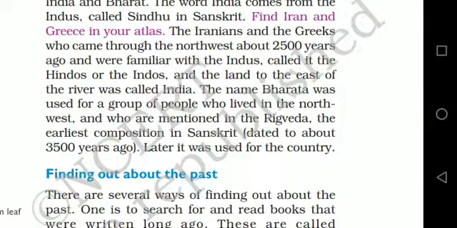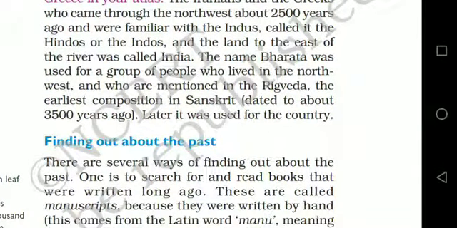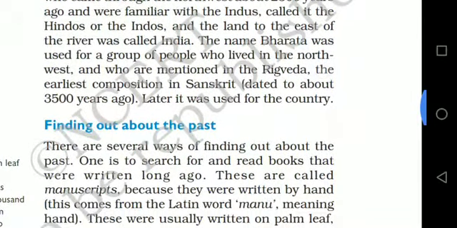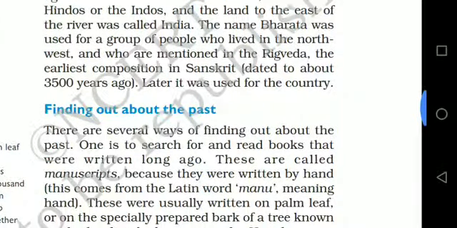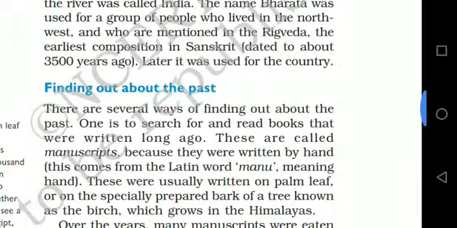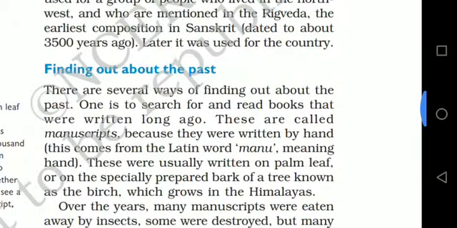The name Bharat was used for a group of people who lived in the northwest and who are mentioned in the Rigveda, the earliest composition in Sanskrit, dated to about 3500 years ago. Later it was used for the country.